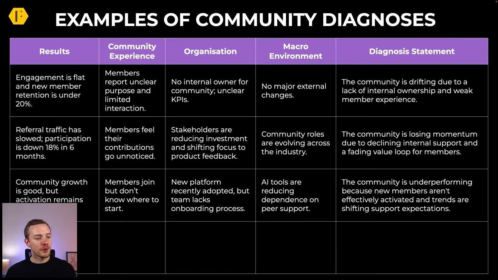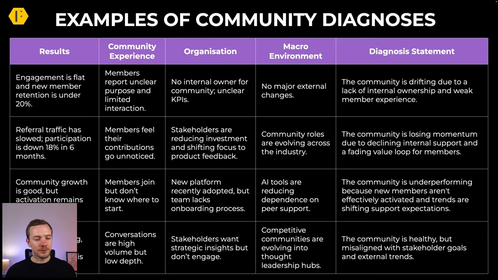Another example: community growth is good, but activation remains low. Members join but don't know where to start. And that could be because a new platform was recently adopted, but the team lacks onboarding processes. And it could be AI tools also reducing dependence on peer support. So now we can diagnose this too. The community is underperforming because new members aren't effectively activated and trends are shifting support expectations.